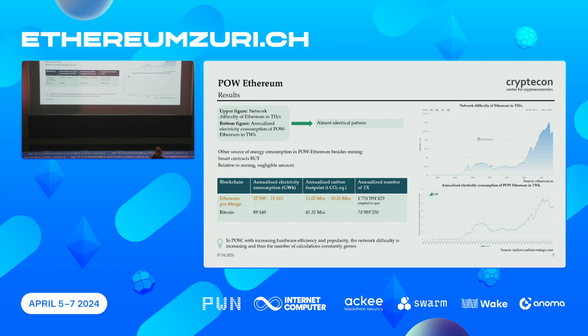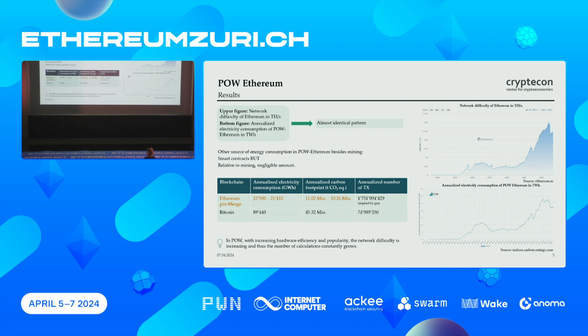So, the results of proof-of-work Ethereum. A common issue with proof-of-work blockchains is that as hardware becomes more and more efficient in terms of hashes created per second, the difficulty of solving the puzzle has to increase constantly to keep the block time. And as it can be seen in the figure on the right, this was also the case for proof-of-work Ethereum. The network difficulty in the upper figure goes hand in hand with the annualized electricity consumption of Ethereum.